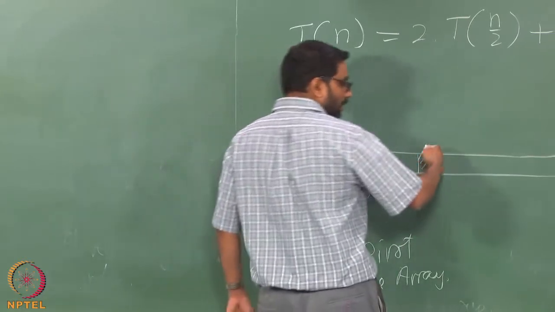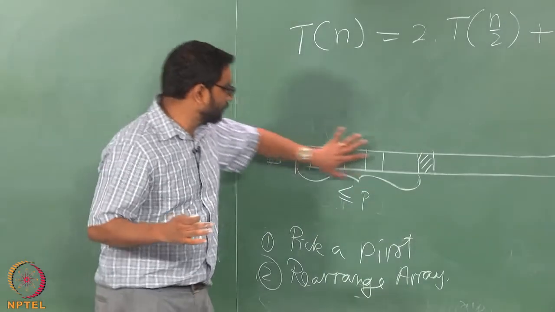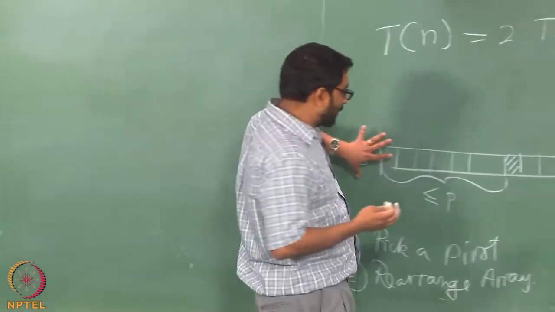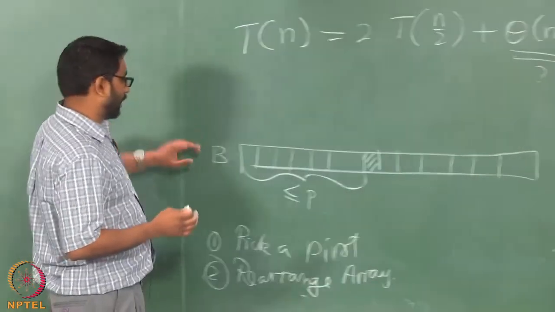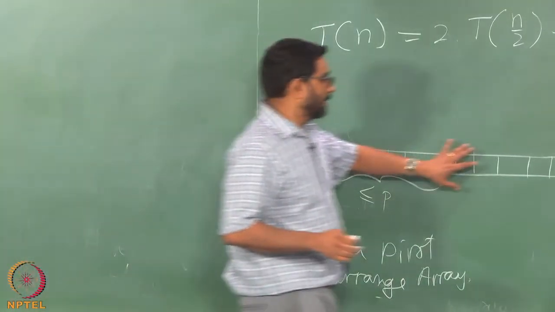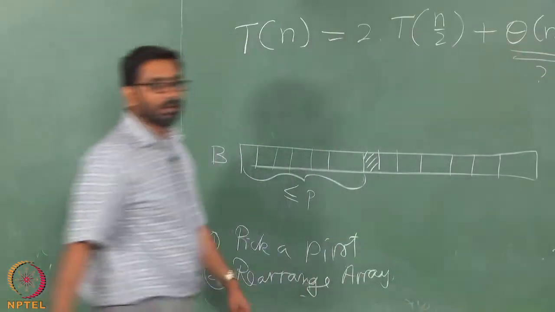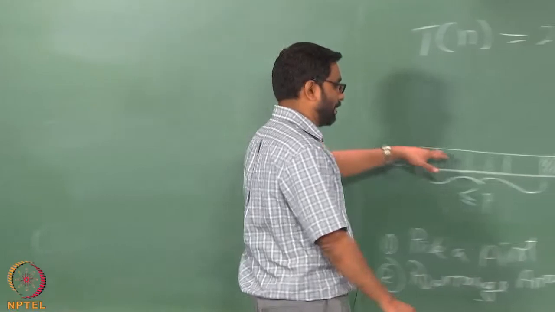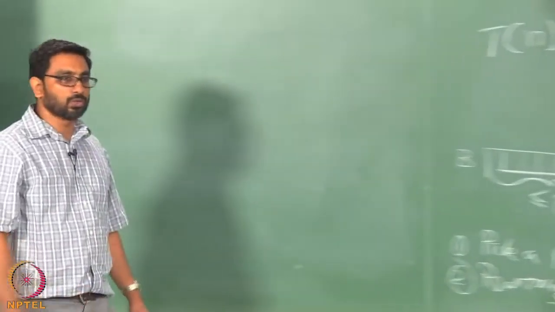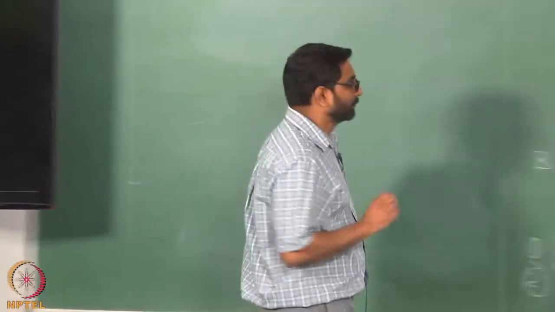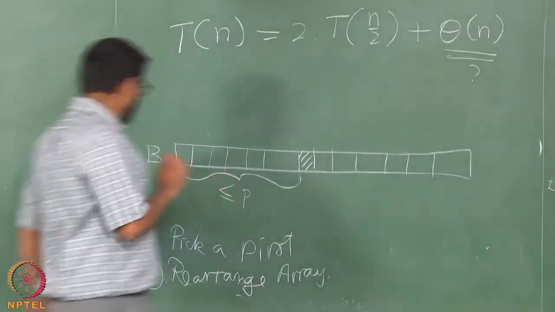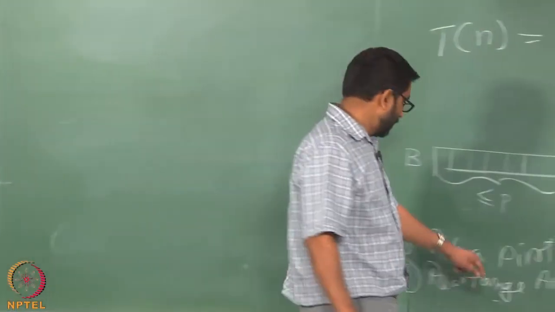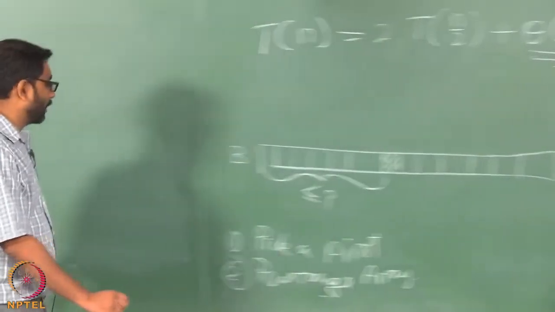Then again, whatever is left, whatever has not already been used, you fill it up over here. This step of rearranging the items and putting them into this array B is what gives you this theta of n. You have to go through the entire list of array elements to be able to create this array B. There are some fancy things you can do to simplify it, but this is the idea.